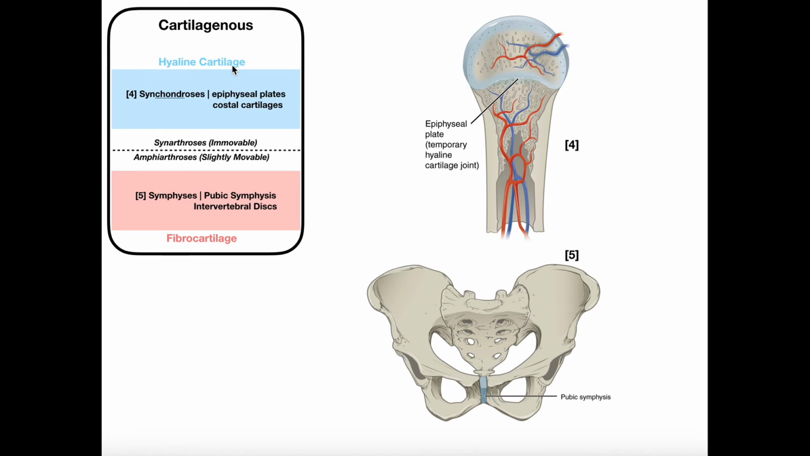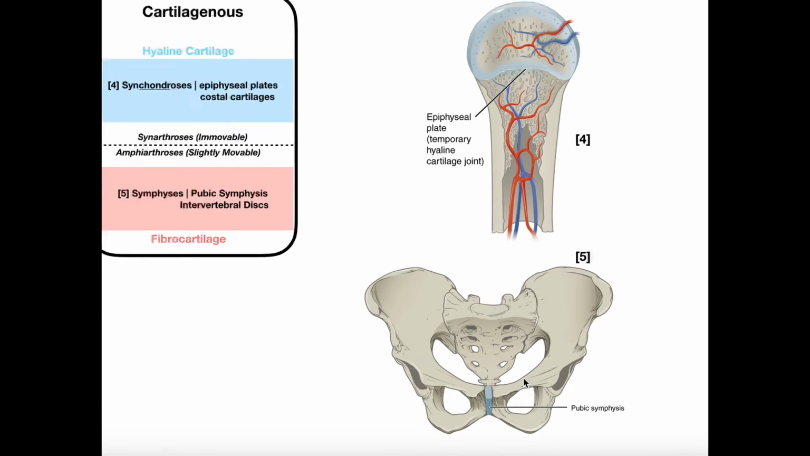Okay. Now, the other type of cartilaginous joint is what's called a symphysis. These are a different functional class. These are amphiarthroses, meaning they're slightly movable. And we have two types of symphyses. The first one is the pubic symphysis, which we're actually going to look at in a minute, and then the intervertebral discs, which I'll talk about a little bit on the next slide. So the pubic symphysis is shown down here.